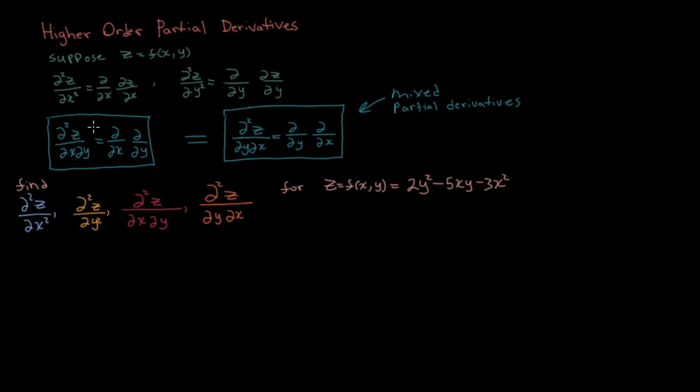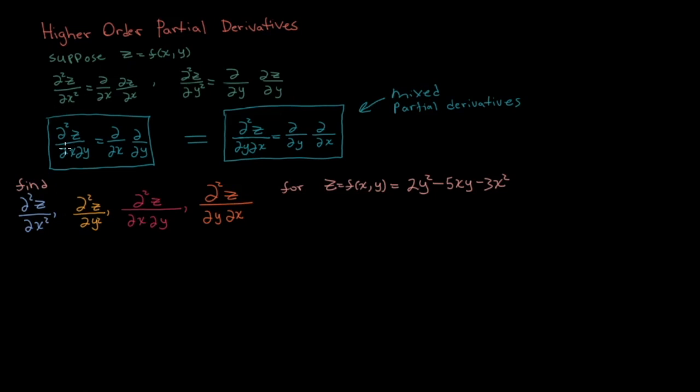So, suppose that you have a function z, which equals f of x, y. You can have what are called higher order partial derivatives. So for example, in this case, we're going to take the derivative twice. As you can see here, we're going to go del squared z by del x squared. What this means is that we're going to take the partial derivative of z with respect to x, and we're going to do it twice. And the same thing for y too.